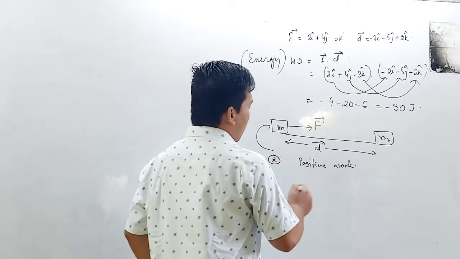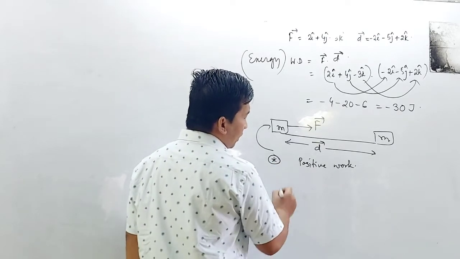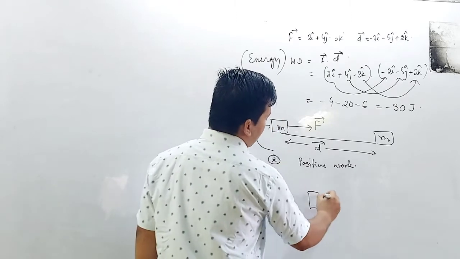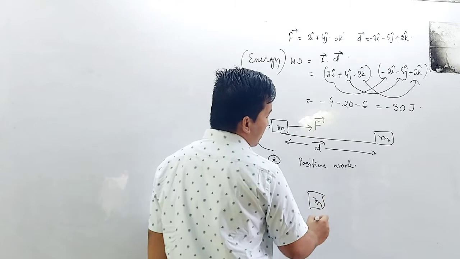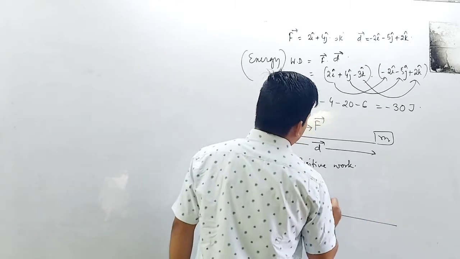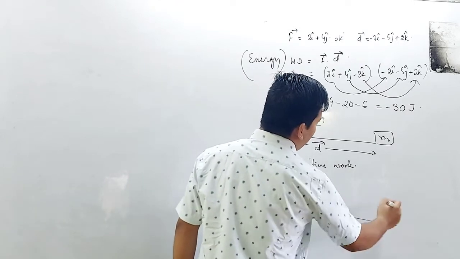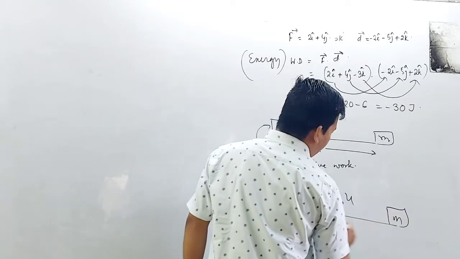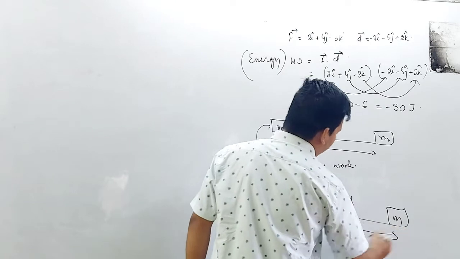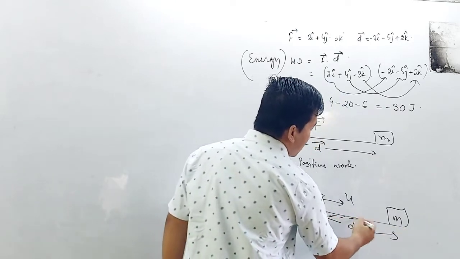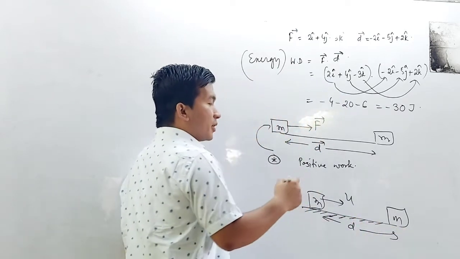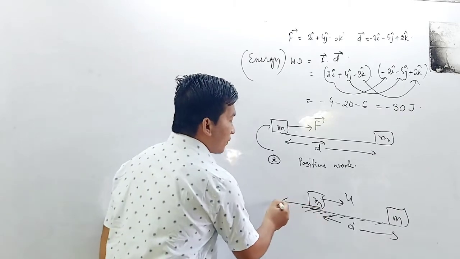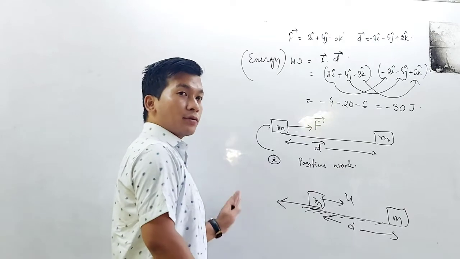Next, second is negative work done. Let us consider the same diagram. Consider this is mass m, moving with initial velocity and it produces a displacement d. Now, if the surface is rough, what must be the direction of friction? It must be to the left.